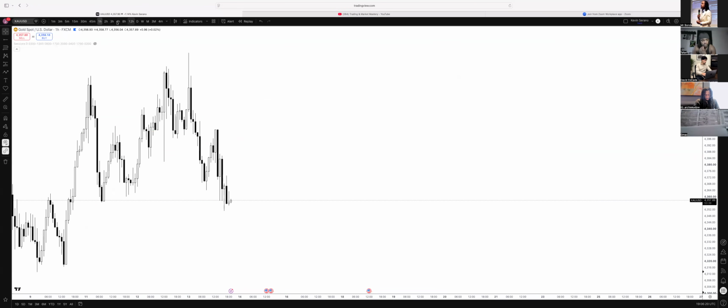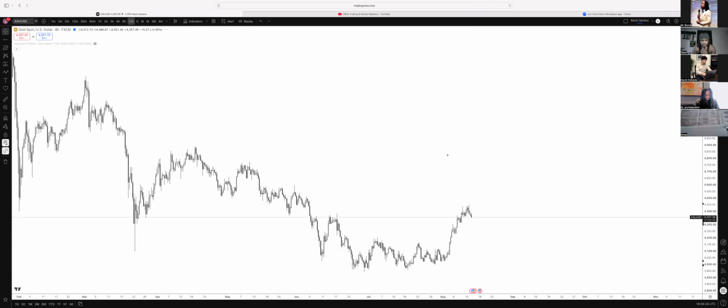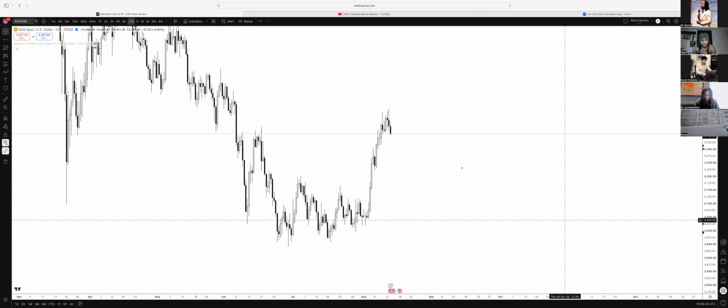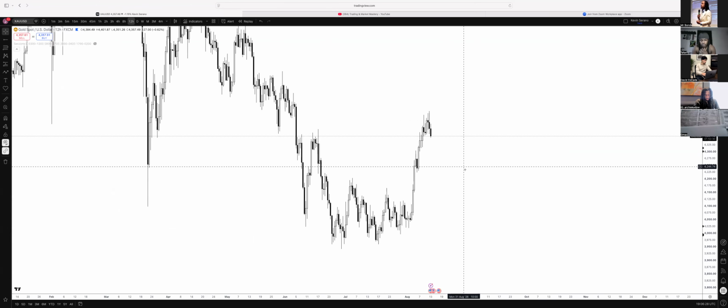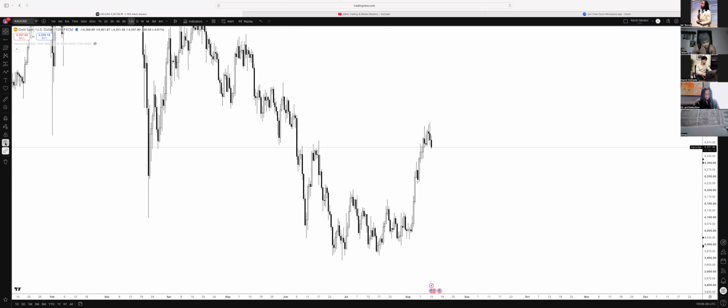Cool. So I'm going to go over a few things today. The first thing I'm going to go over, which I think is really, really important, is what we call order blocks. Okay. I think once you understand what order blocks are, it changes the game regarding you making decisions when it comes to trading. So, order blocks are areas where banks have orders pending.